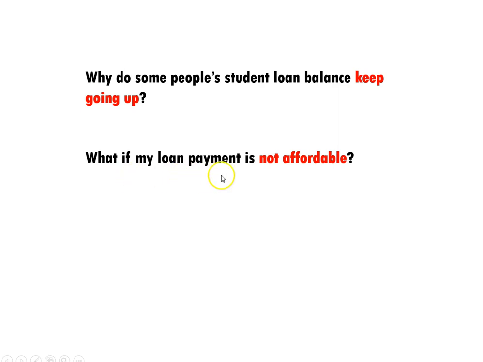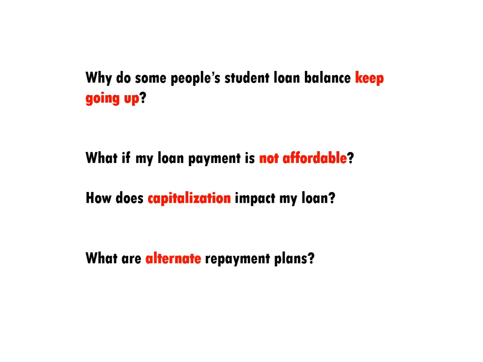Now, what if the loan payment is not affordable? Well, there are scenarios where that happens. And like I said, there are different types of loan repayment plans that we can talk about. I didn't want to put that in this video. How does capitalization impact my loan? Again, I showed you the difference between subsidized and unsubsidized, but I'll go into other details in the next video. And then, what are alternate repayment plans? Again, what I was talking about in the previous slide. So there are other ways that you can pay under other circumstances.